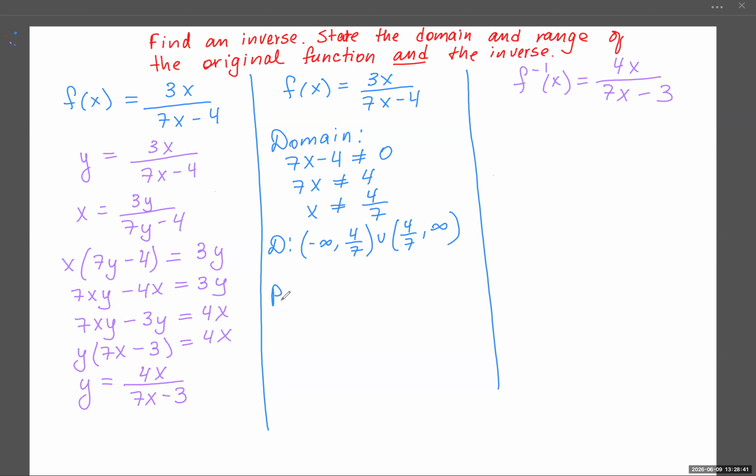Now, let's pause on the range just for a minute. We actually cannot determine the range algebraically just by looking at the original function. We have to use the inverse for that. So let's go ahead and switch to the inverse function.